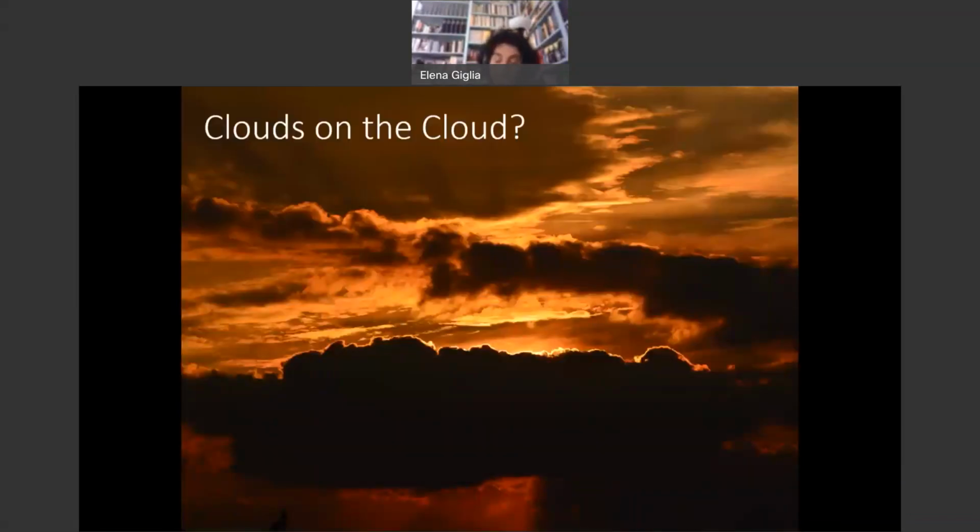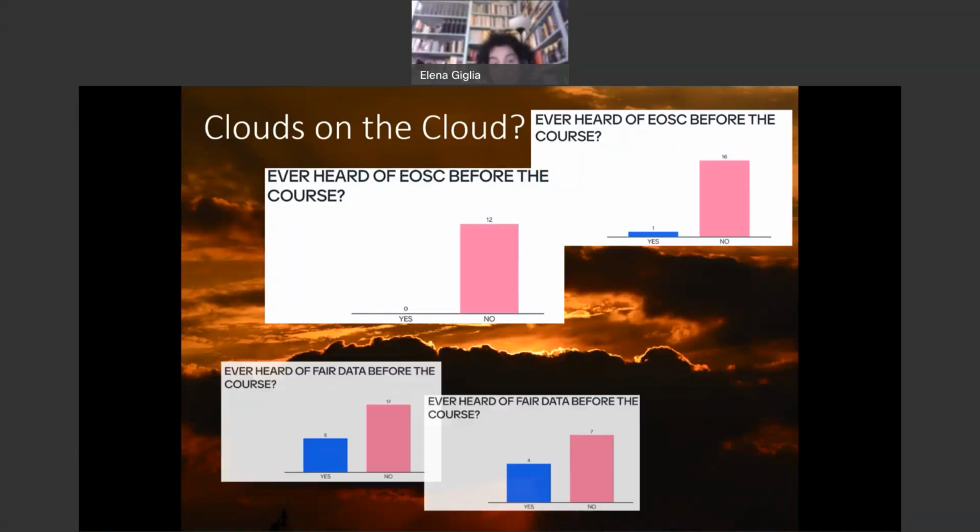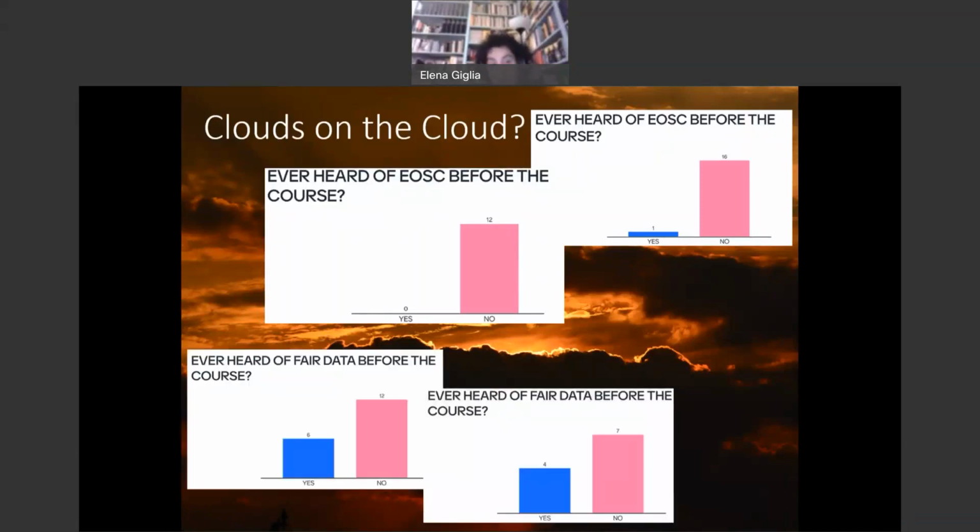The only negative remark is about the European Open Science Cloud. When I asked, have you ever heard about the European Open Science Cloud before the course? The overwhelming answer was no. Which is a bit worrying, and slightly better for FAIR data: findable, accessible, interoperable, reusable, which are, I would say, the building blocks of the EOSC.